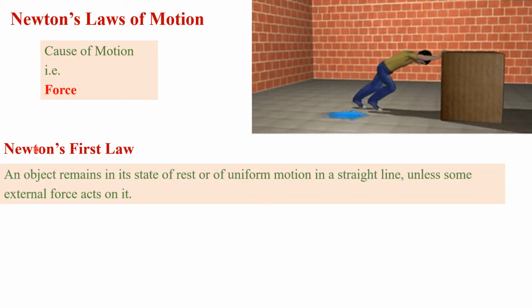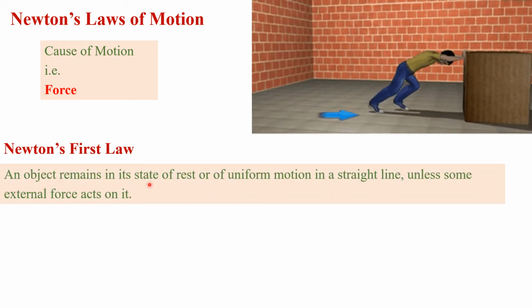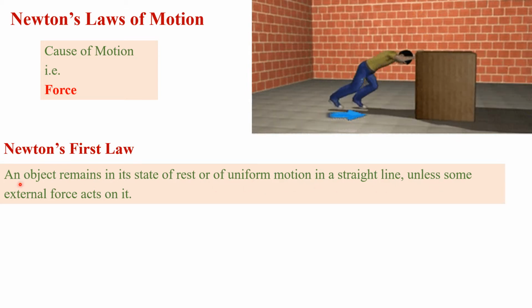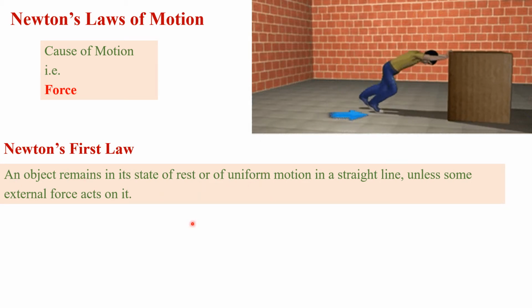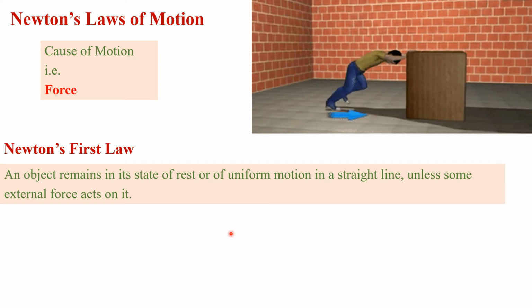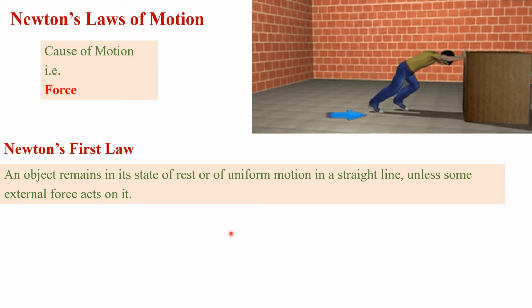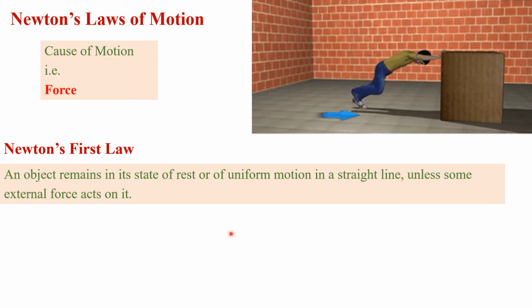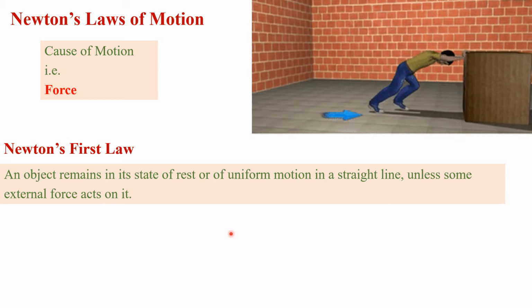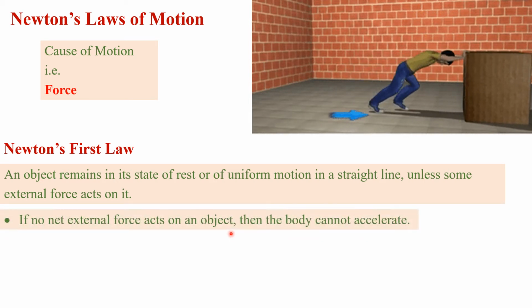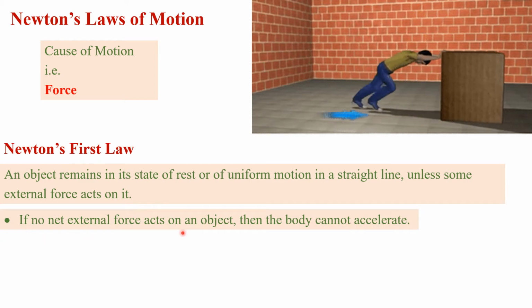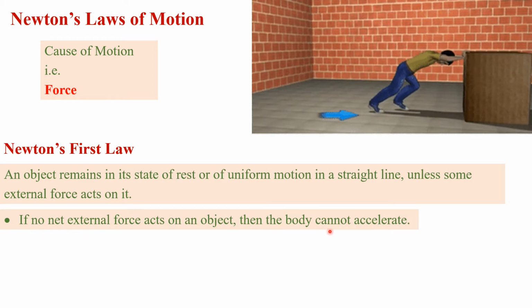Newton's first law. An object remains in its state of rest or of uniform motion in a straight line unless some external force acts on it. So according to Newton's first law, if an object is in a state of rest, it will remain at rest unless an external force is applied on it. And if an object is in a state of motion, it will continue its motion unless an external force acts on it. If no net external force acts on an object, then the body cannot accelerate.